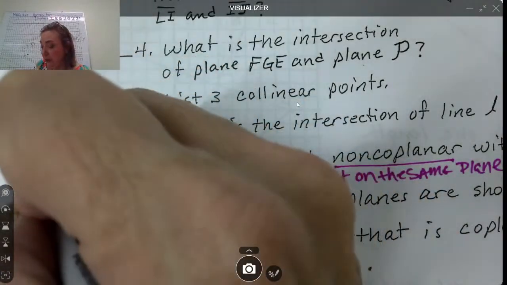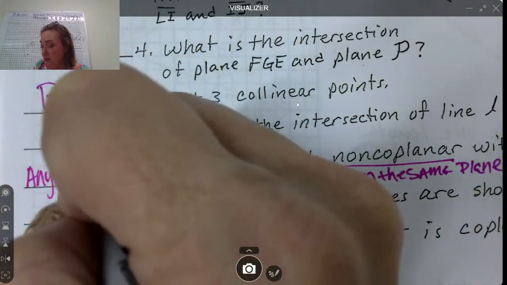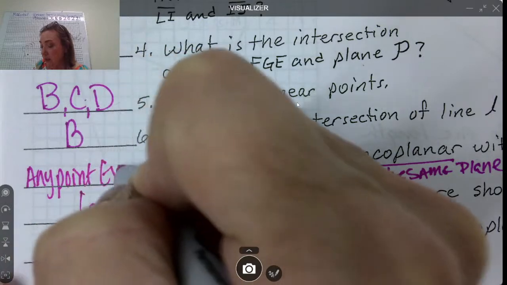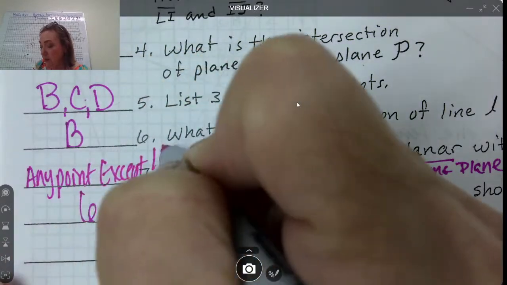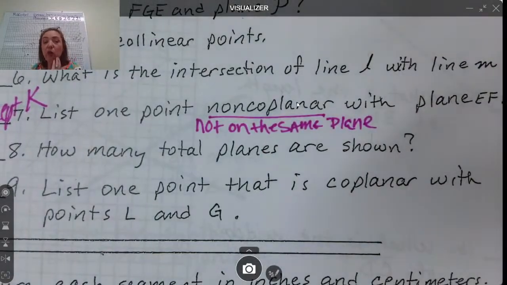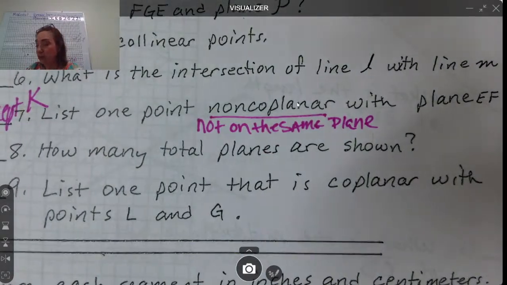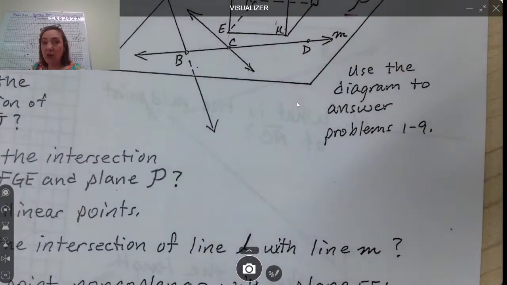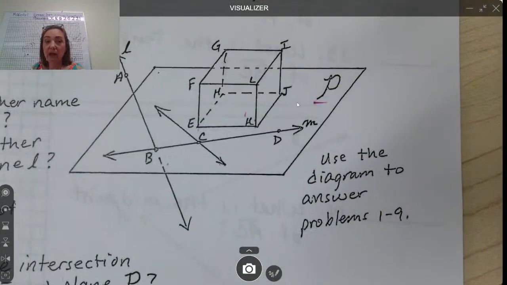On this one, I'm going to write any point except K. All right. List 1 point that is coplanar with points L and G. So 1 point that is coplanar with points L and G.